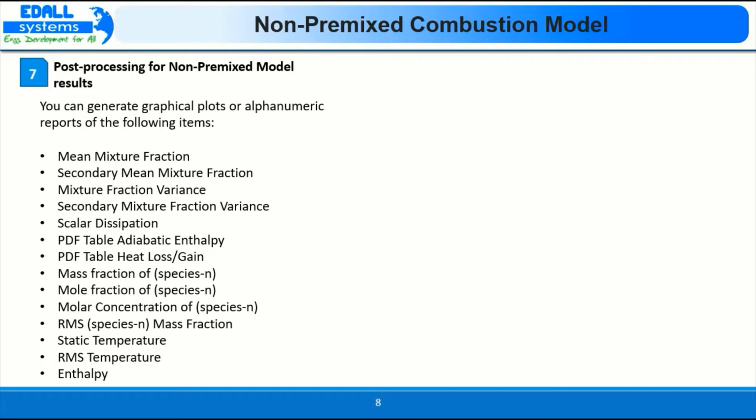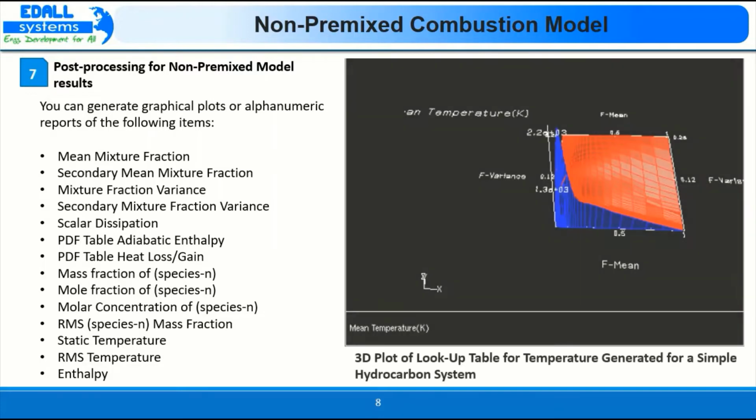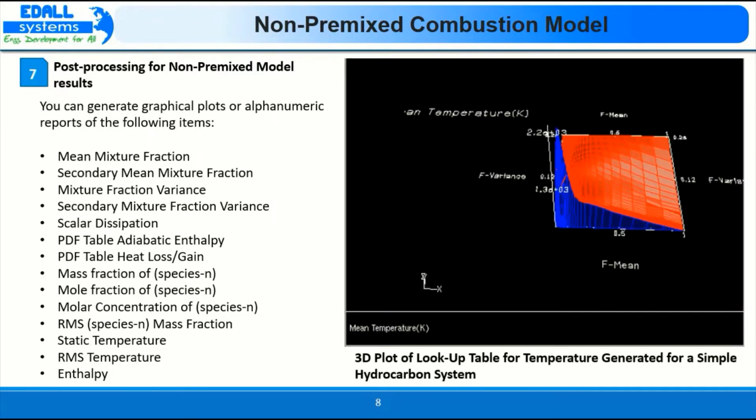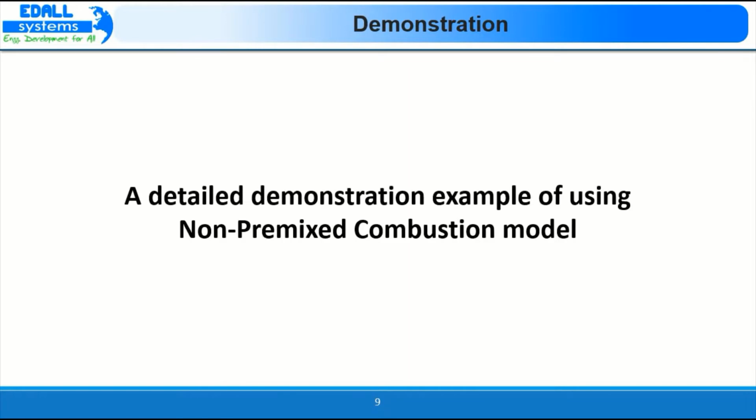graphical plots or alphanumerical reports of the following terms. We can see through a 3D plot or graph of these following variables. So here I have added one picture which is showing a 3D plot of a lookup table for temperature generated for a simple hydrocarbon system. So now we will see a demonstration of non-premixed combustion model with an example.